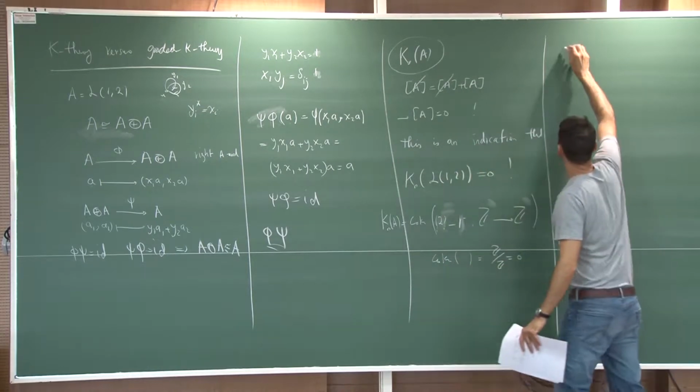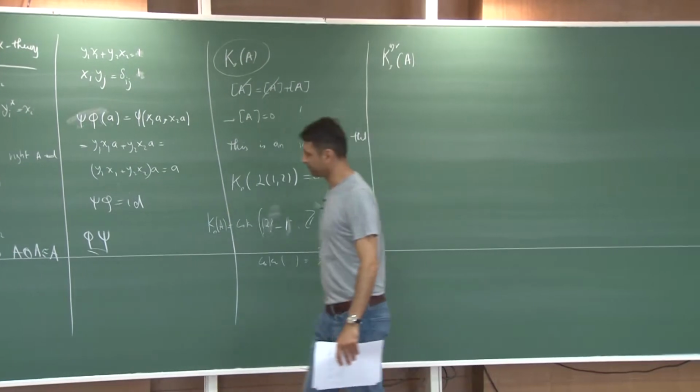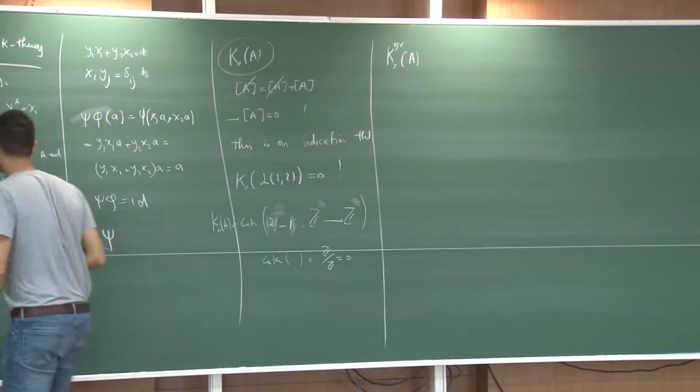Now let's look at the graded K0 of this specific example. Now let's go back here.